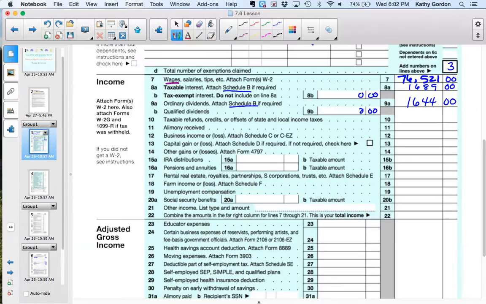Now, as you read through the rest of this list of possible incomes, we have to decide if we have information about anything else here. So taxable refunds, credits, offsets, alimony, business income, capital gains, any of that. And the answer is no. We don't have any of these things that are particularly listed.